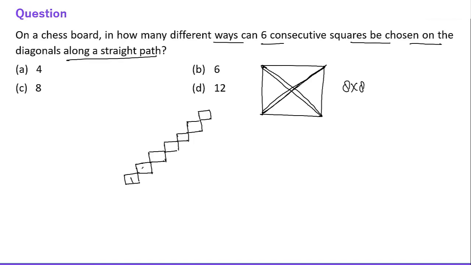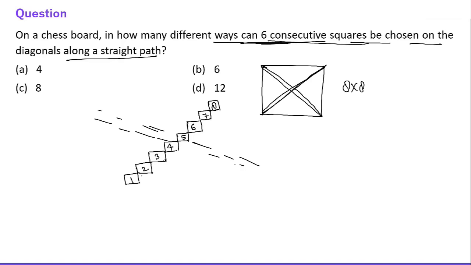How many are they? 1, 2, 3, 4, 5, 6, 7. So one more. This is, let's say, 8, right? So one diagonal looks like this and another diagonal will look like this. It is like this, fine? Okay. One diagonal is here, so another will be here. Fine. After that, they are asking how many different ways 6 consecutive squares can be chosen.